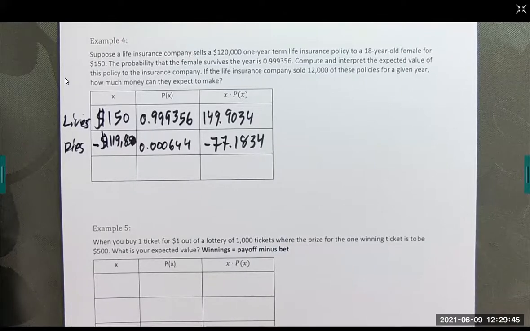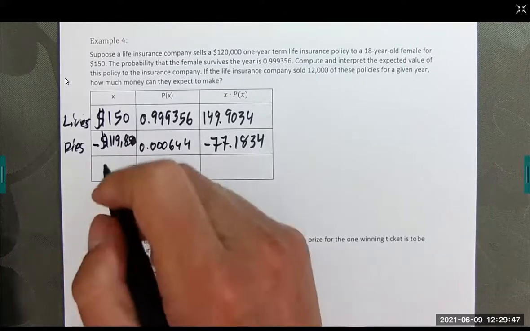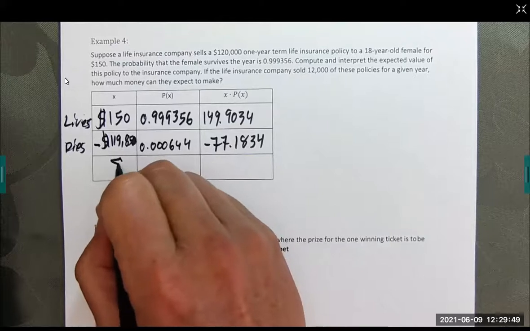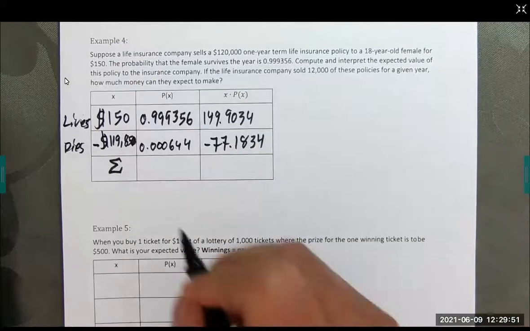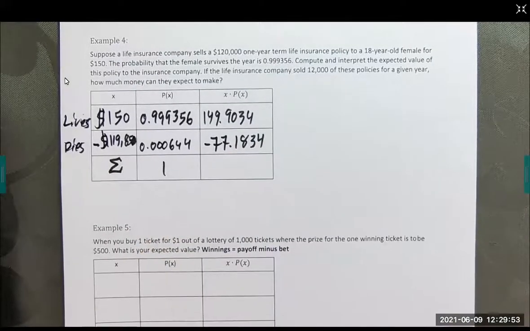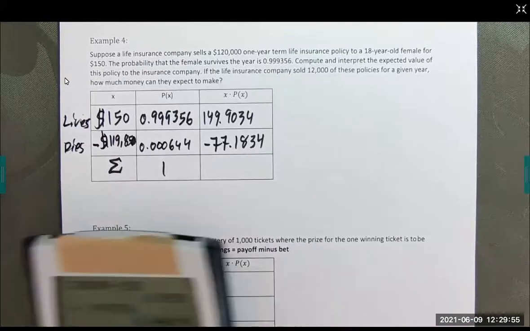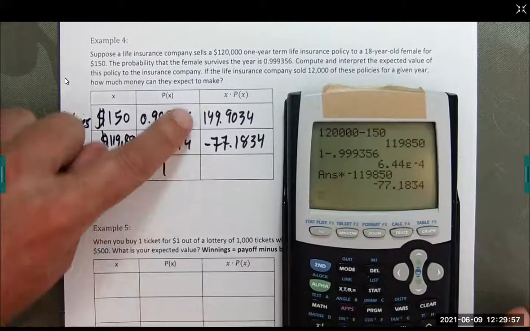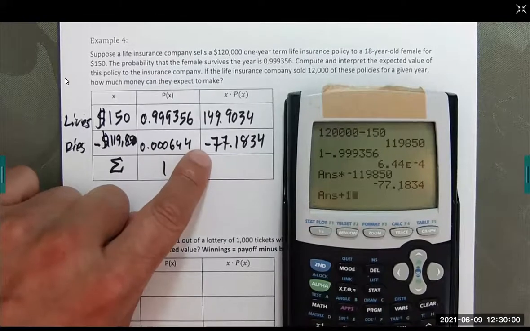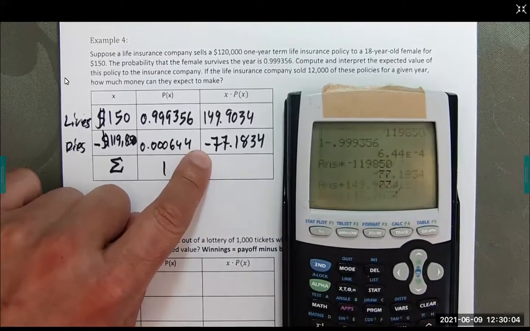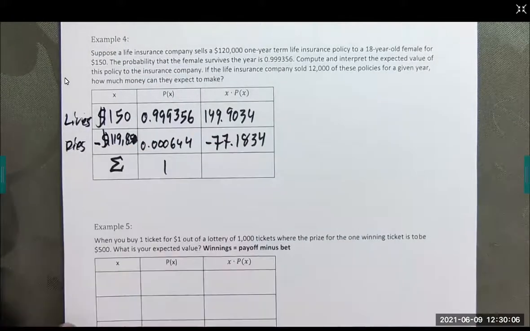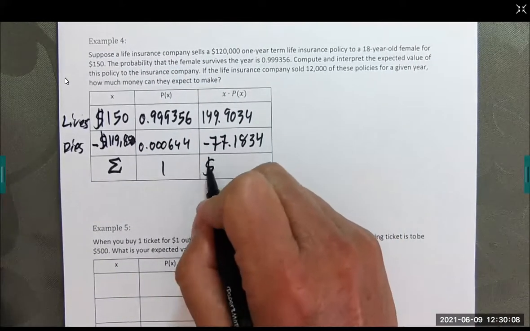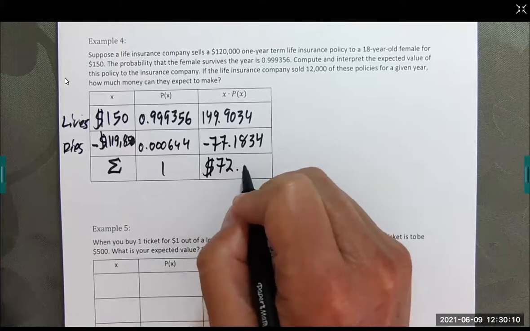just trusting my numbers. And of course, if we add everything up, this adds up to 1, as it should every single time. And when I add these two up, 0.034, we get expected value of $72.72.